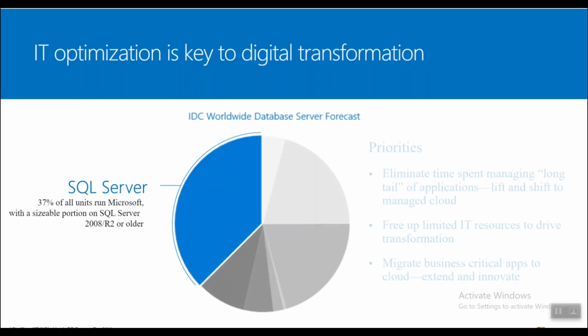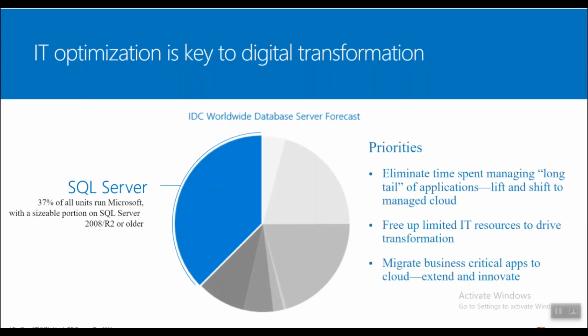And so with IT optimization as a key to driving that transformation, it ultimately introduces some new priorities that IT needs to consider, such as how can they eliminate the time that they spend managing a long tail of apps? How can they free up resources to drive this transformation? And ultimately, probably a subject of another discussion, how can they migrate those critical apps to the cloud? So how can these orgs best address priorities on this transformation journey?